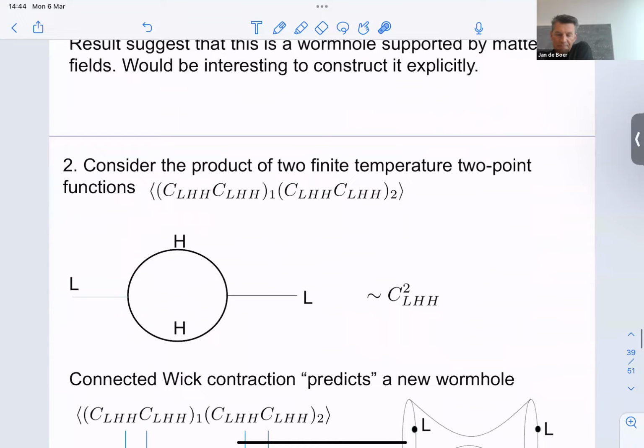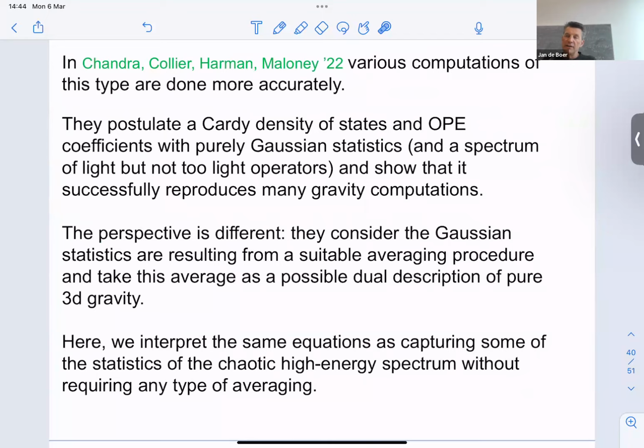I should mention that there's a much more elaborate test of this idea, essentially in a paper by Chandra, Collier, Hartman, and Maloney. They do this computation in AdS3, CFT2. They postulate the Cardy density of states, and again, essentially a quadratic matrix model for many of the OPE coefficients. And they show by various techniques that this reproduces many gravitational computations.